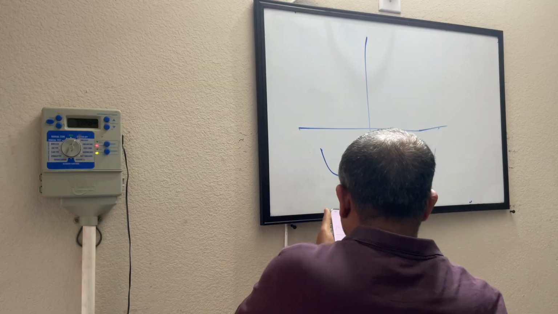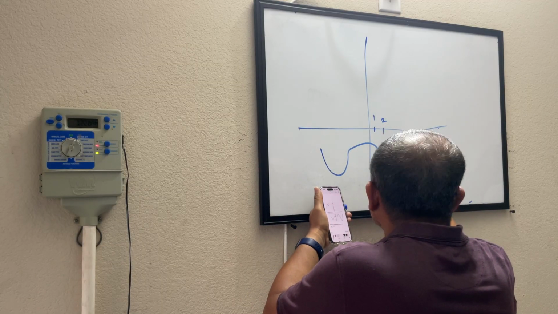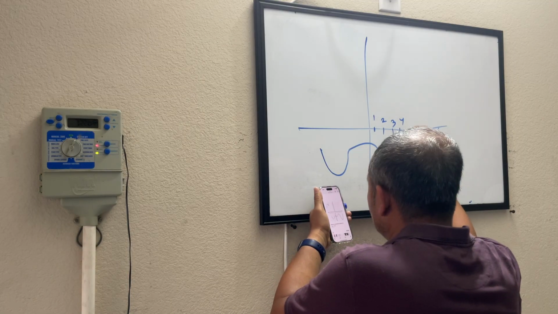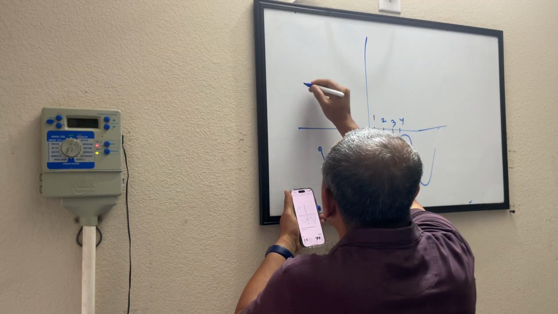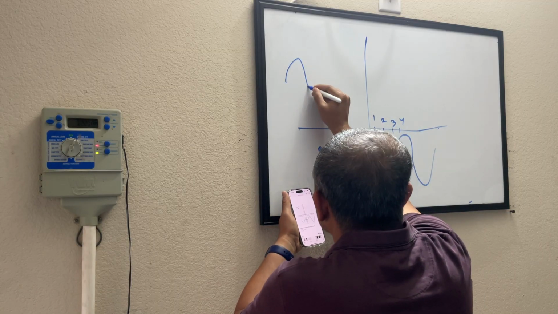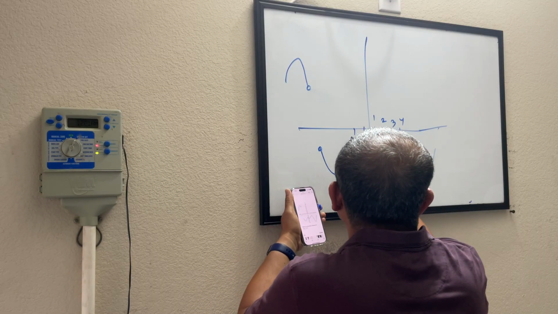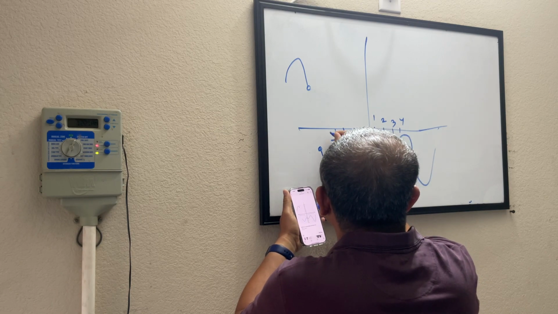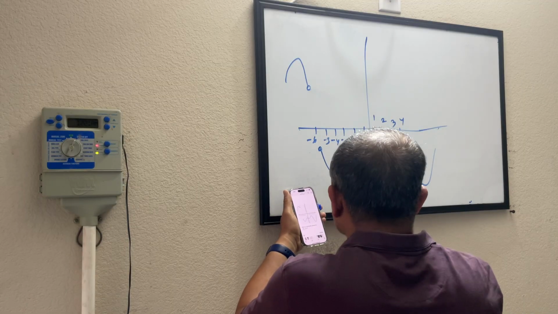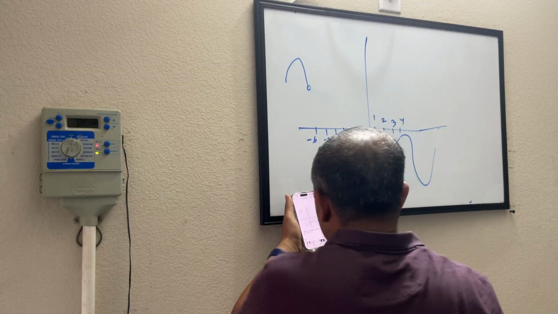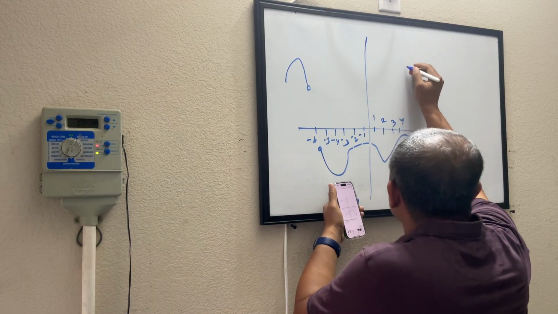And I don't know if I'm drawing it right or not. 1, 2, 3, 4. -1, -2, -3, -4, -5. Let's say -6. It says, what is the reasonable estimate?